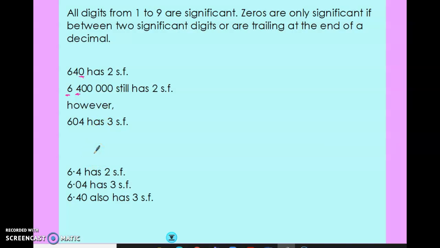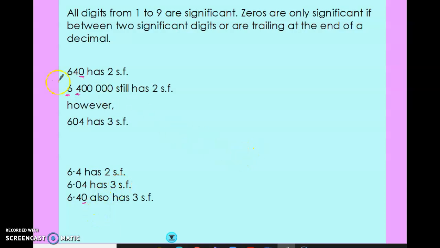Looking at some decimal points then, if we've got 6.4, it's got two significant figures. Adding in some zeros, if we've got 6.04, that one's got three significant figures. The zero there is in between two other significant numbers. And the one at the end, 6.40. That zero must also be significant because you don't need it. 6.4 and 6.40 are the same, so that's telling you that it is accurately rounded to three significant figures. So that one has three significant figures.